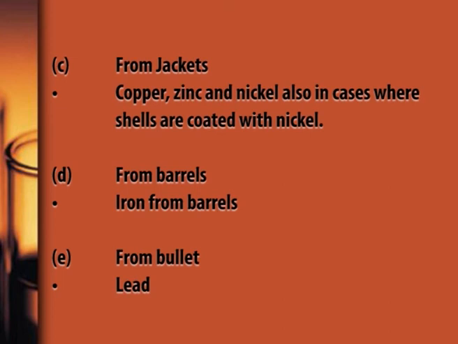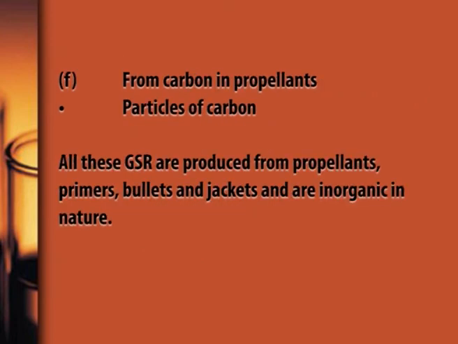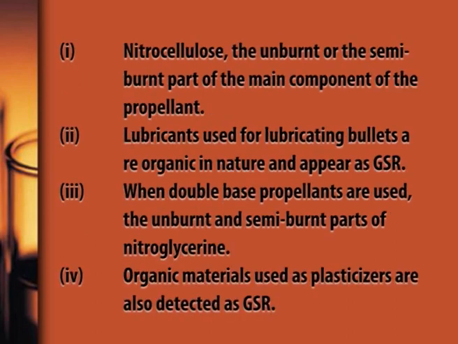From barrels, we get iron. From bullet, it is lead. From carbon in propellants, particles of carbon will be present. All these GSR are produced from propellants, primers, bullets and jackets, and they are inorganic in nature. After the inorganic components of GSR, we have the organic components of GSR.